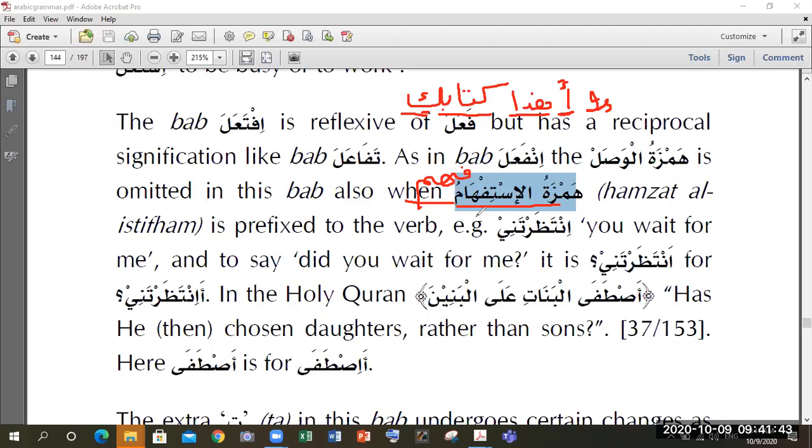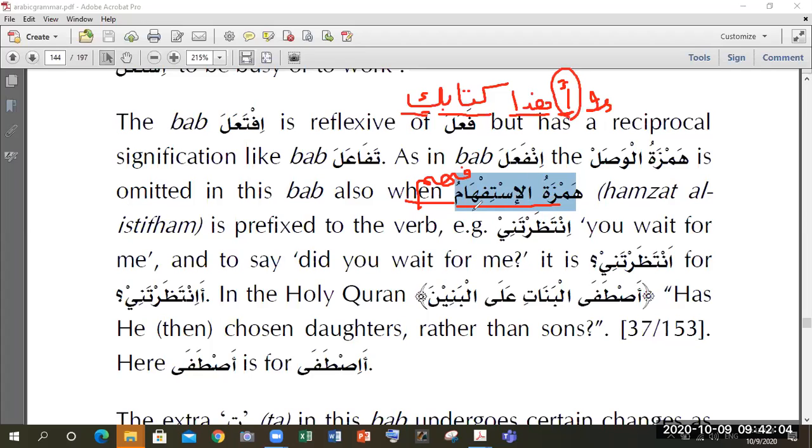نتعلم اللغة العربية لنفهم القرآن. We are learning Arabic so that we can understand the Quran. So the word faham is there, understanding. Now I want to understand, is this your book? So that's why this is added.